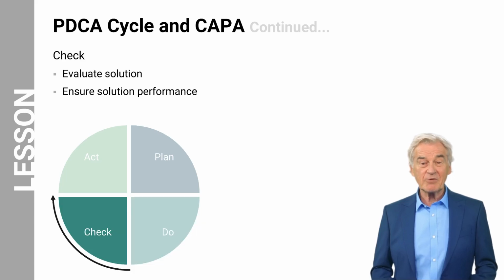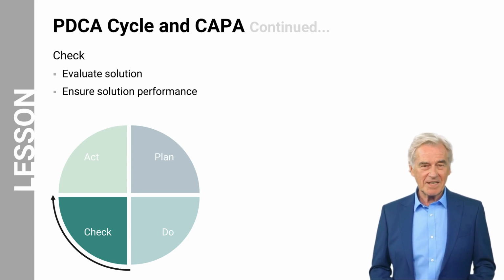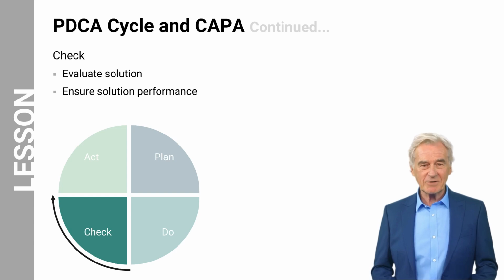Next, in the check or study part of the cycle, the implemented solution must be observed and evaluated to determine whether or not it was an effective solution. This determination should be based on data and evidence, not opinions. The collected data should be compared to the original goals and expectations of the project, documented in the plan portion of the project.